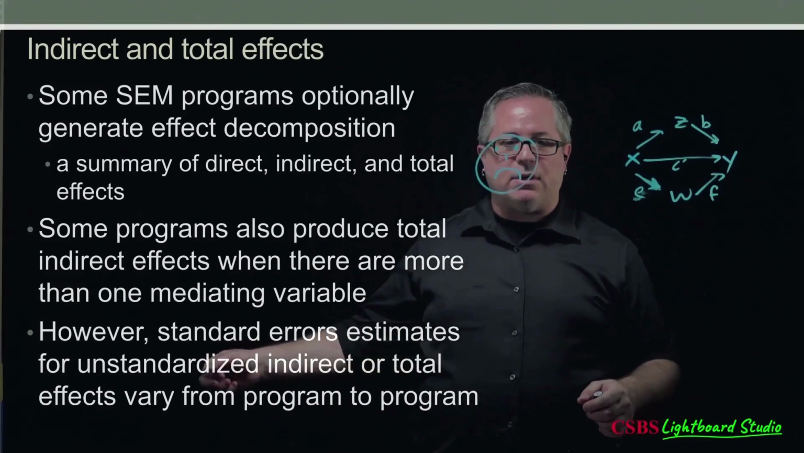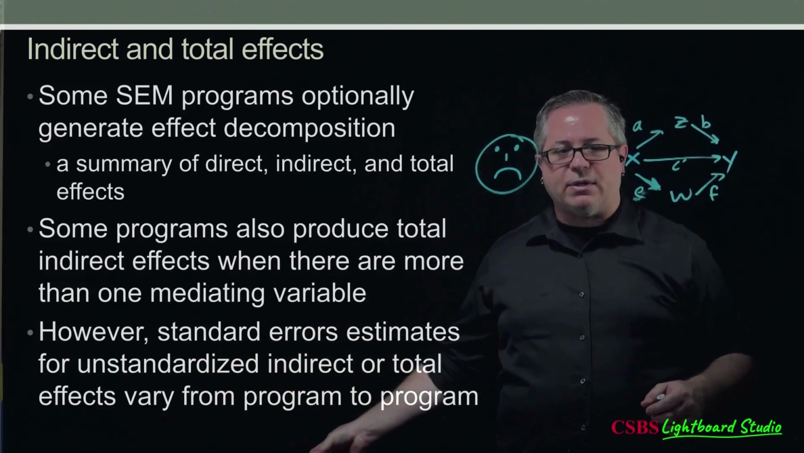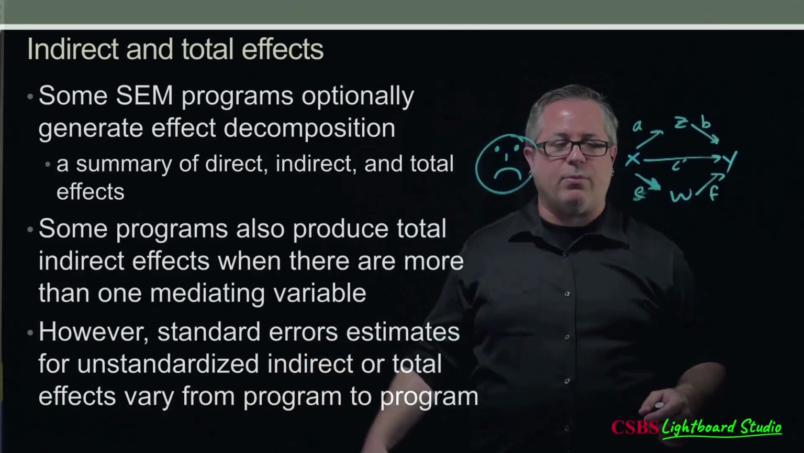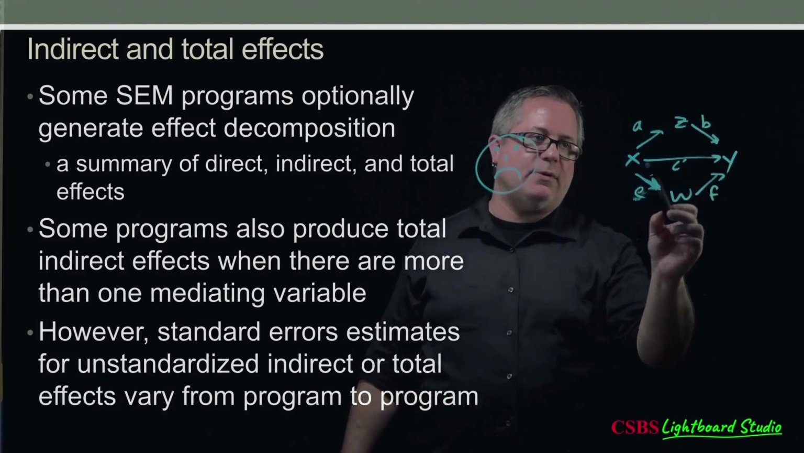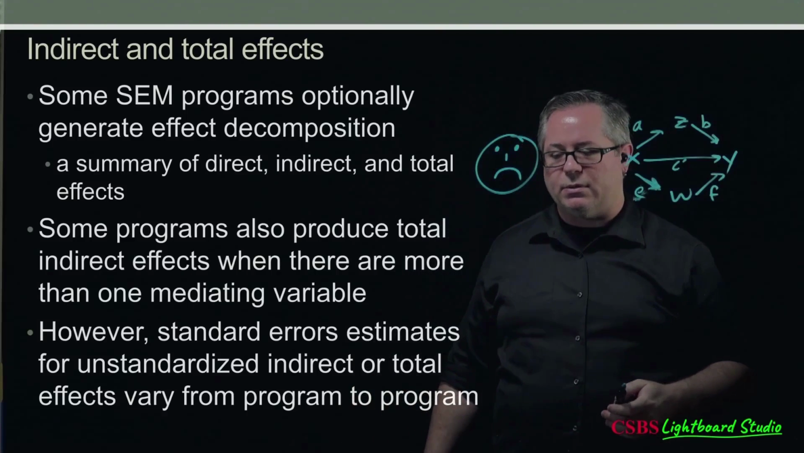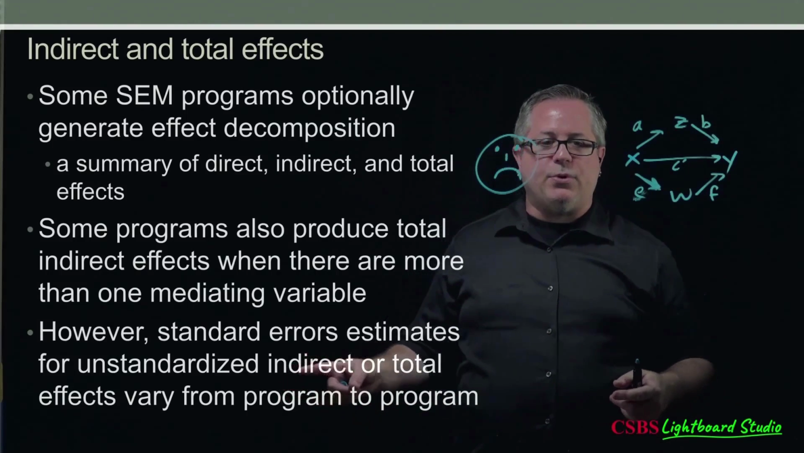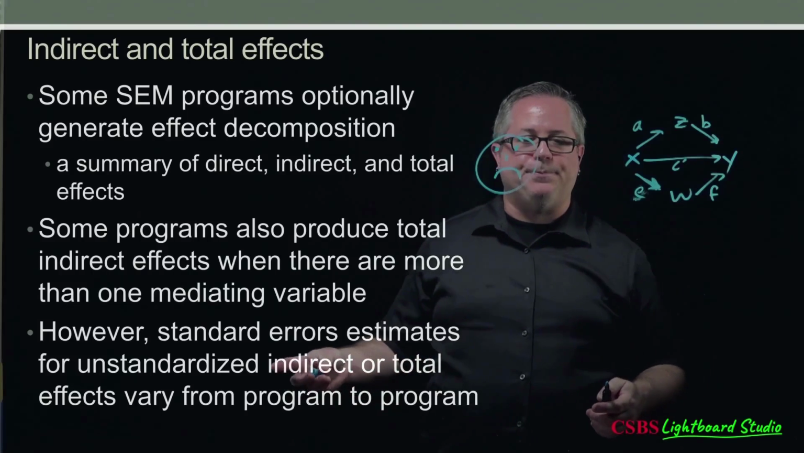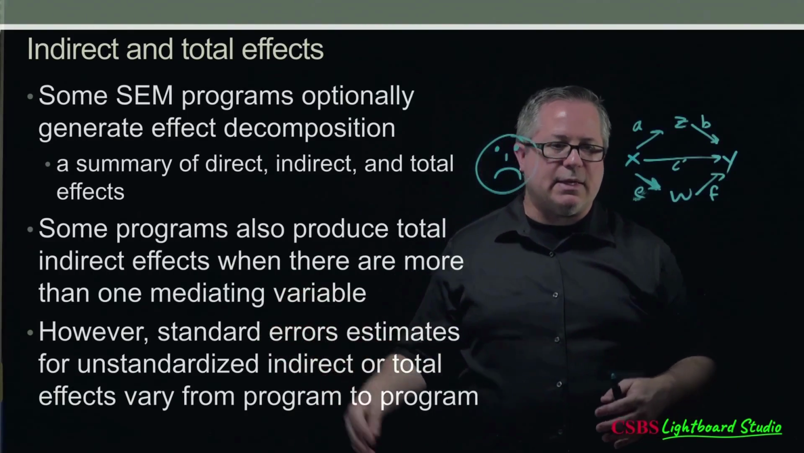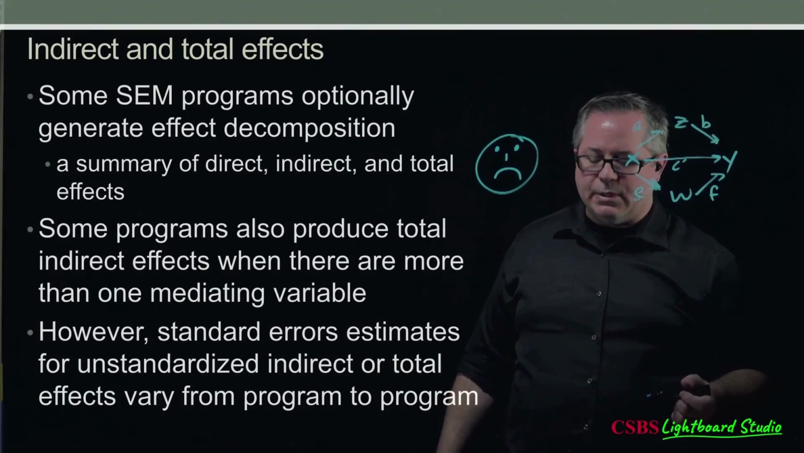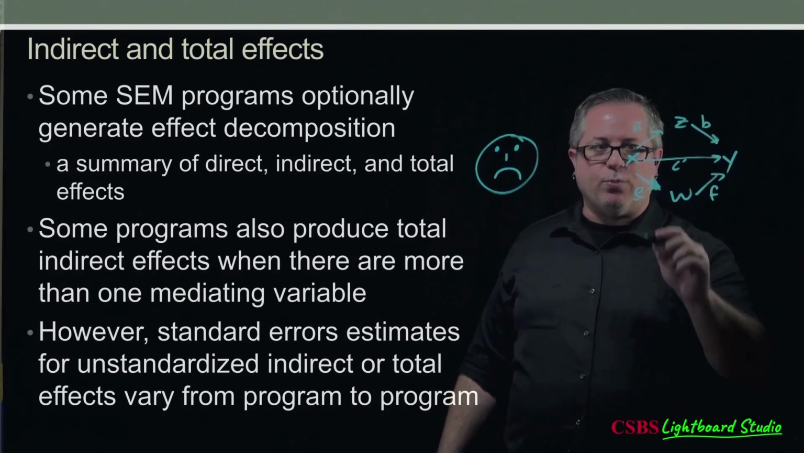However, standard error estimates for unstandardized direct or total effects vary from program to program. How exactly they compute the standard errors for this, especially when there's more than one mediator, differs somewhat, but they're all going to be fairly close. Sometimes they use a Sobel method, sometimes other similar methods, to estimate the standard errors appropriate for the indirect effects.